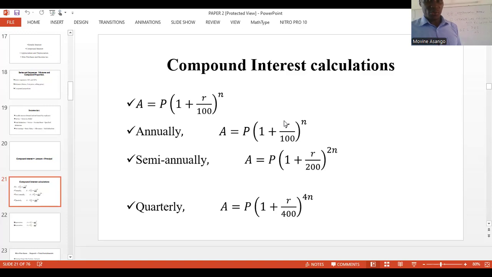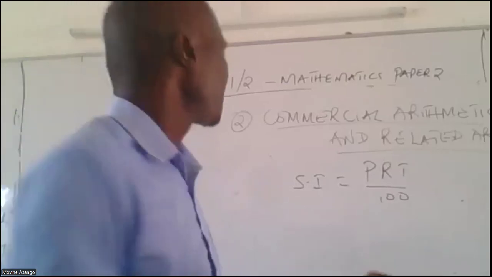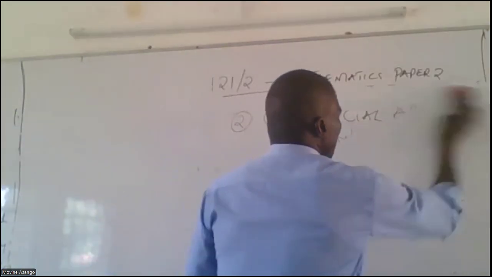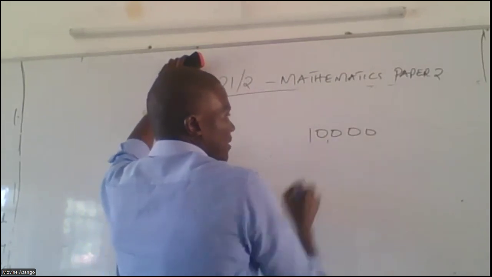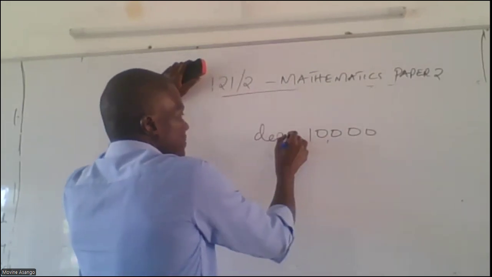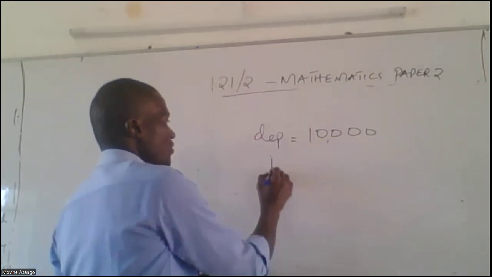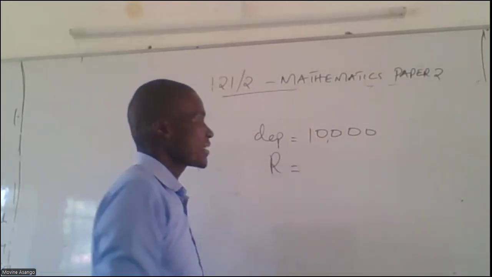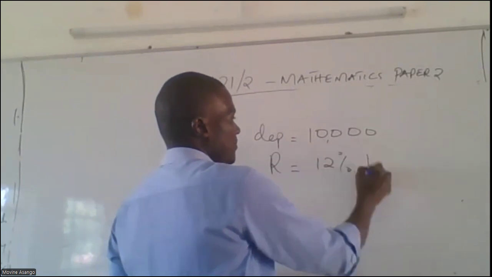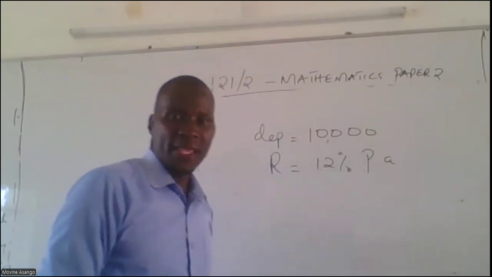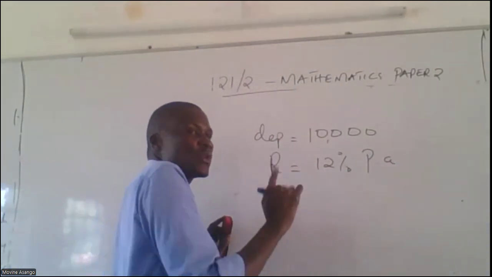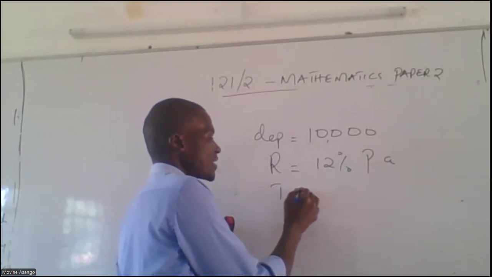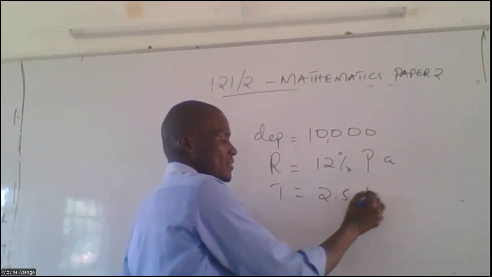If someone tells you, a point of caution here, just see the board. If someone says that I have 10,000, this is the money that has been deposited in an account. This account is producing or giving interest at the rate of 12% per annum. And then we want to get what is the amount that we have in our account after a time span of 2.5 years?